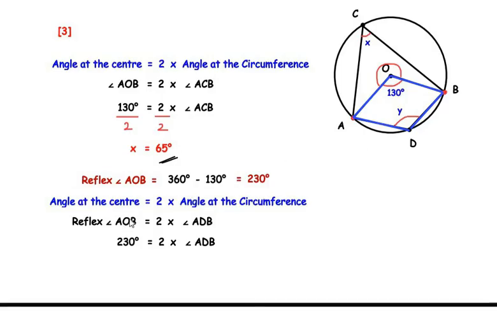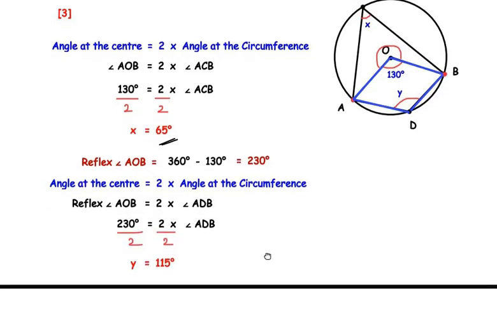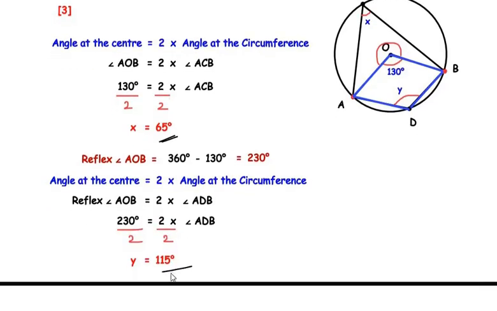So reflex angle AOB, 230, is equal to 2 times angle ADB. Now dividing both the sides by 2, we get the angle at the circumference as 115 degrees. So this is our answer.